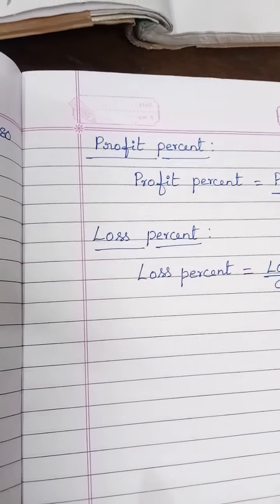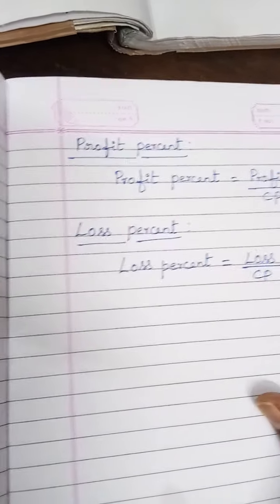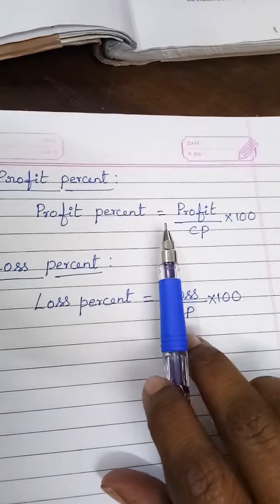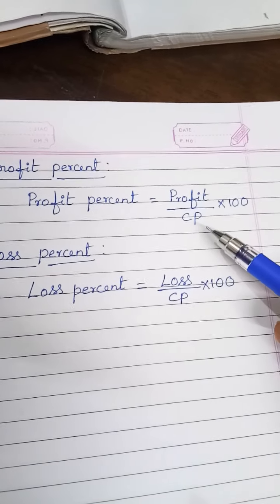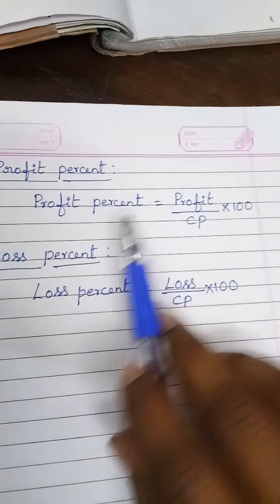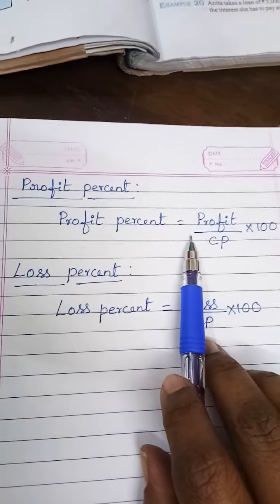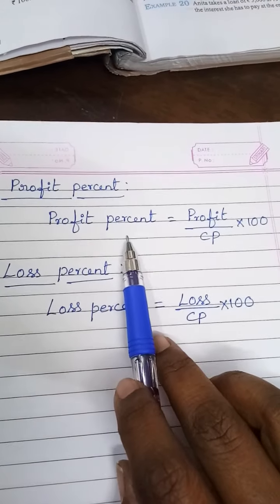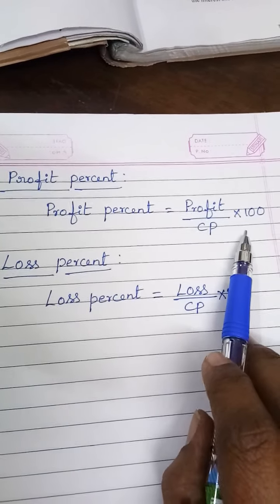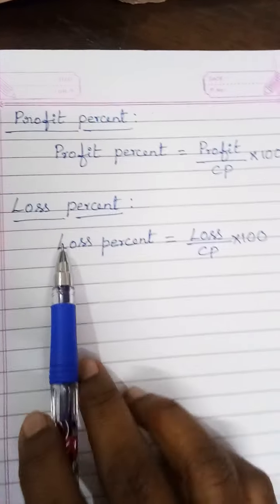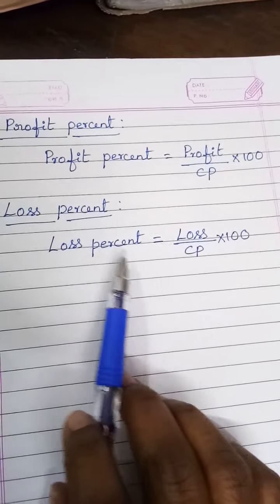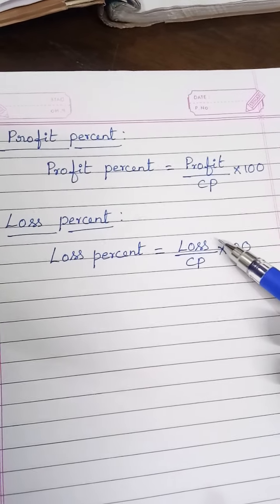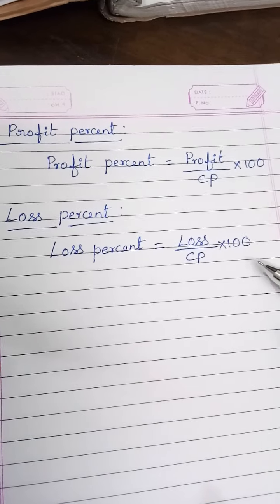So now we will see profit percent and loss percent. See the formula for that. To find the profit percent, you should write profit by cost price into 100. Profit percent is equal to profit by cost price into 100. Percent, I already told you, cent means 100. Here loss percent: loss percent is equal to loss by cost price into 100.